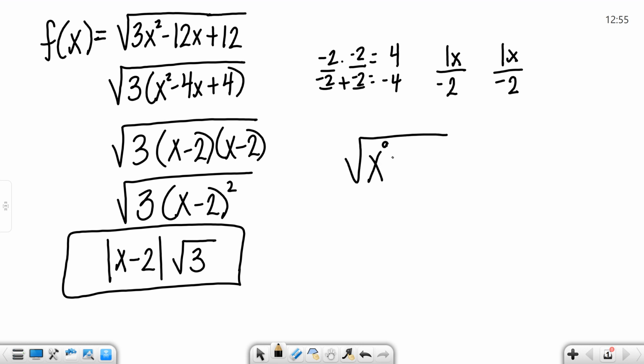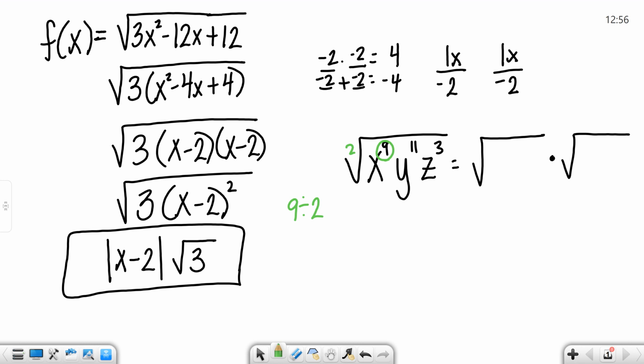All right, let's go to another one that's just variables, not function notation. We're still simplifying. So I like to think about it as I'm going to break it up into two separate radicals. The first radical is going to be the one I can simplify. So here's what you need to look for. When I'm taking the square root of x to the 9th, 9 divided by 2 is not a whole number. But I know 8 divided by 2 is a whole number.